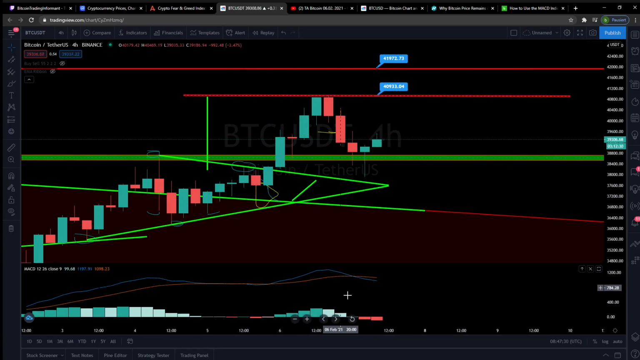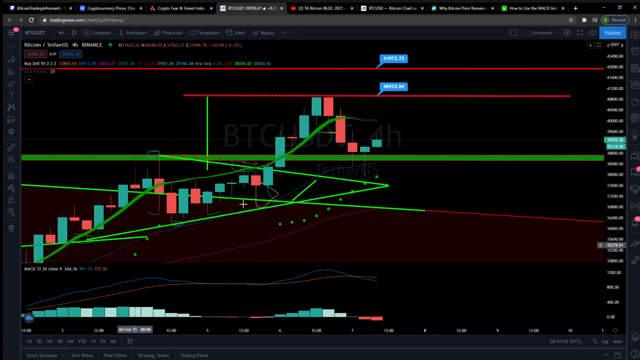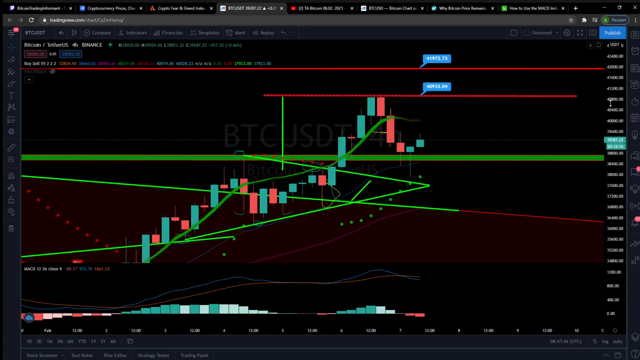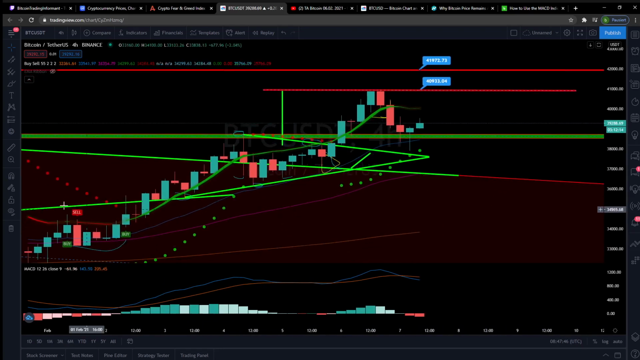But now we check this MACD here, and as you can see, here is the crossing of the MACD. Let's take a look at the buy signals. Where was the last buy signal? Very deep here. Okay, here was the last buy signal on the 4-hour chart. That's a lot better than this buy signal from the daily chart. This is about 34,000.